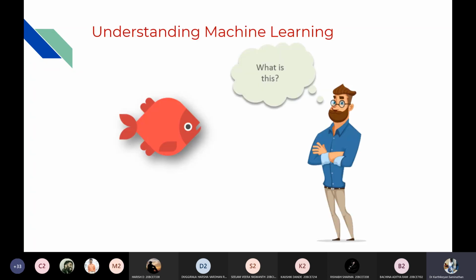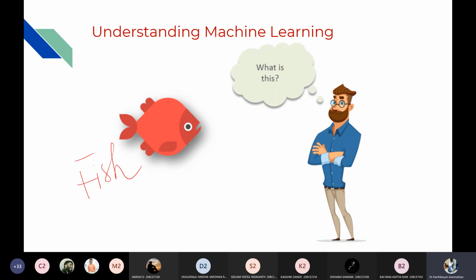Let us understand more about ML. Why do we need ML? How do machines learn from the past data? That is what ML is all about. By seeing this picture, you can easily guess what it is. What type of image is it? You can easily guess this is nothing but a fish, right?